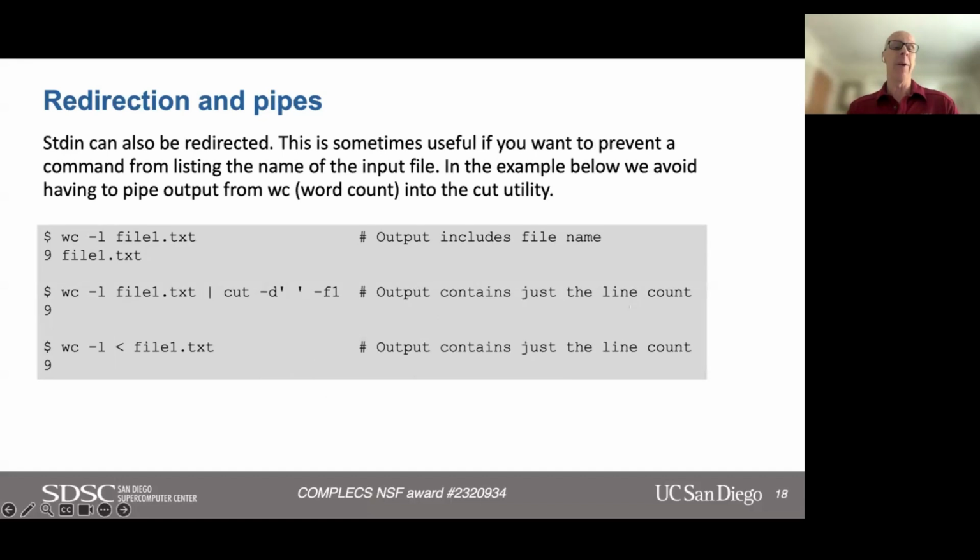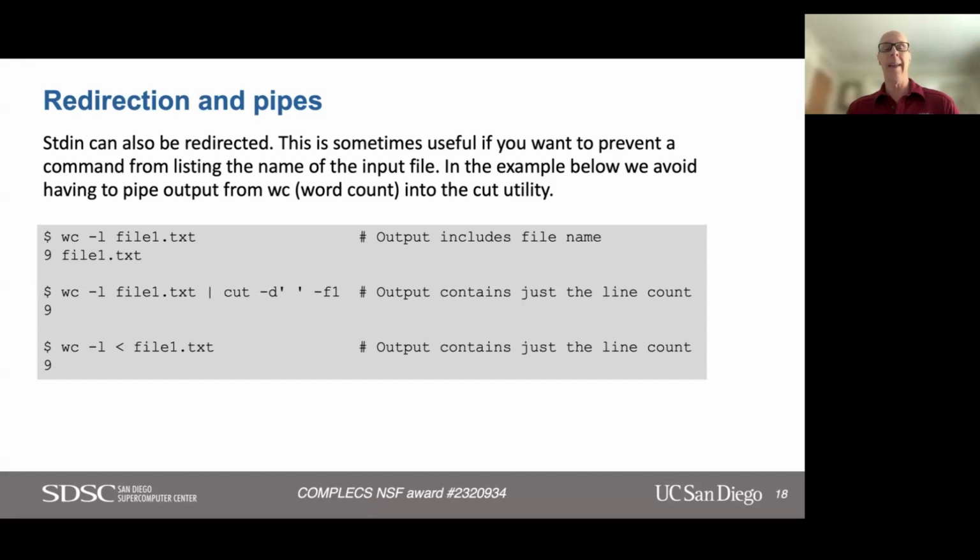So standard input can also be directed. This is something that you might not do quite as often, but it is very useful in some cases. So let's say that you wanted to prevent a command from listing the name of the input file. In the example below, we avoid having to pipe the output from wc into the cut utility. So let's say we do a wc -l file1.txt, and we see that file1.txt contains 9 lines.